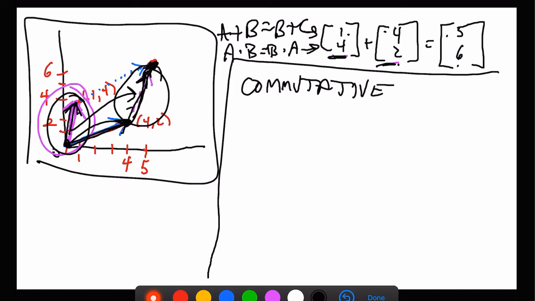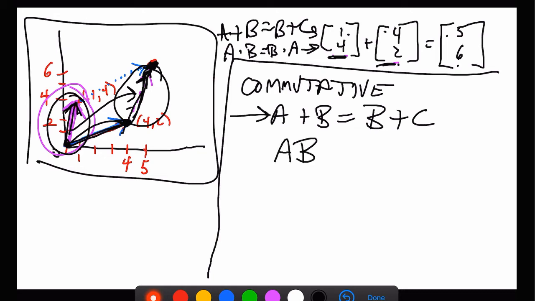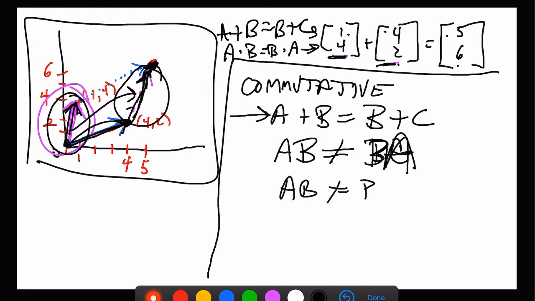So, rules in matrices: A plus B does in fact equal B plus A. So that's commutative. That one works. A times B, though, does not equal B times A. It could. Do you like that? AB does not equal BA. It could, but only if B and A are the same matrix, for the most part.